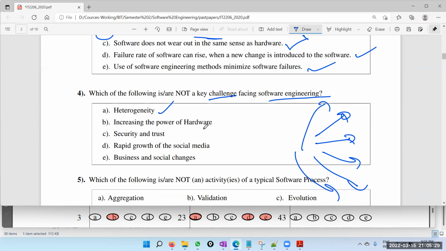Increasing the power of hardware. That is not a challenge for software engineering, right? When the power of hardware is getting increased, that is good for us. It is not a challenge, right? I don't take that. Security and trust. Yes, it's a challenge. Right? Trust is a challenge. Heterogeneity, trust, those are the challenges.